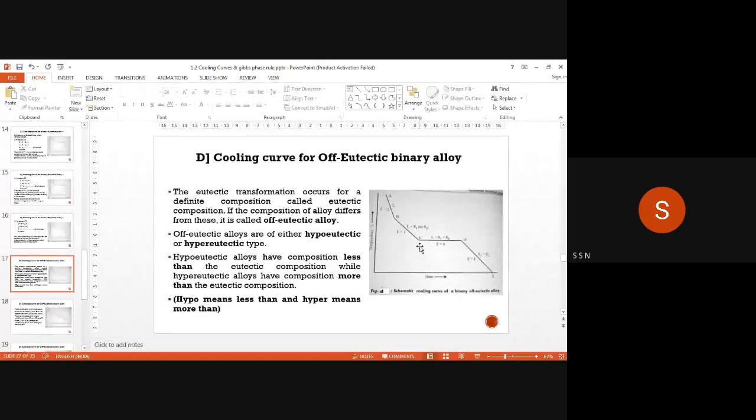Again from C to D point, three phases will be there, similar to the eutectic alloy, but it is off-eutectic. That's why this B to C, having liquid plus solid 1 or solid 2, this extra line has been generated because it is off-eutectic. Either it is hypo or hyper, whichever, that line will be there for both hypoeutectic as well as hypereutectic. Then the D to E line has two different solid phases.